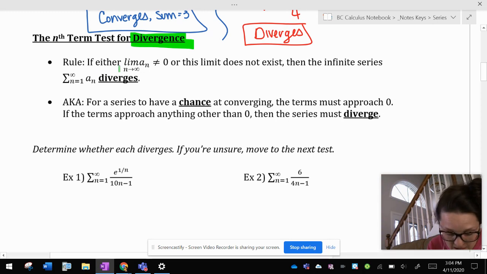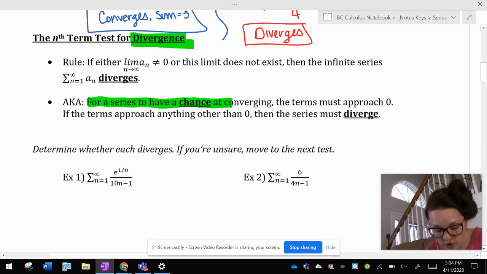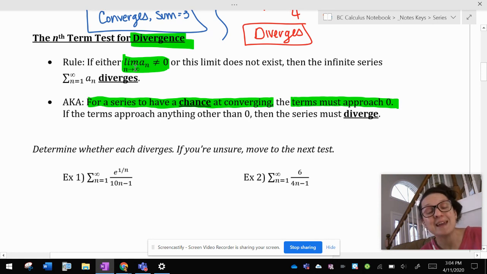So here's what it says. If either the limit as n approaches infinity of a sub n does not equal 0, or this limit does not exist, then the infinite series diverges. What? Here's what that meant. It means for a series to have a chance at converging, the terms must approach 0. That's why it says if the limit doesn't equal 0, it diverges. If the terms approach anything other than 0, or you can't figure out what the terms approach, it has to diverge. But if they go to 0, all you know is it might converge.